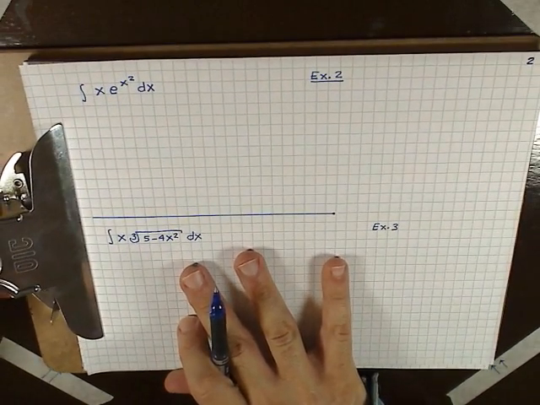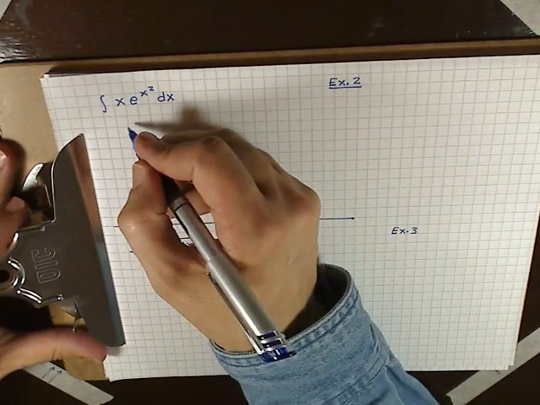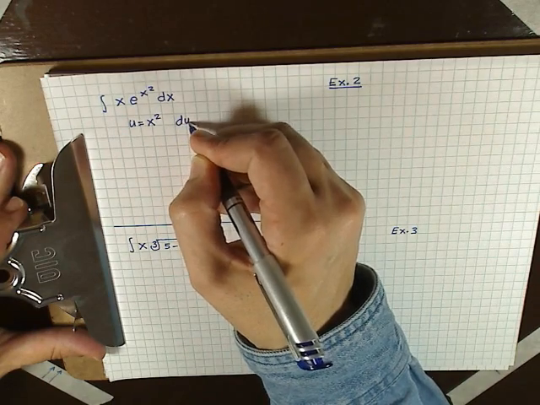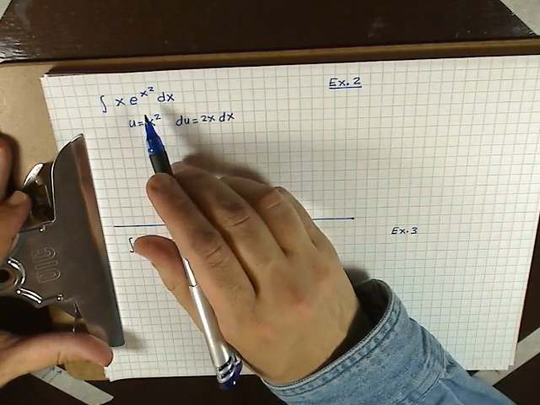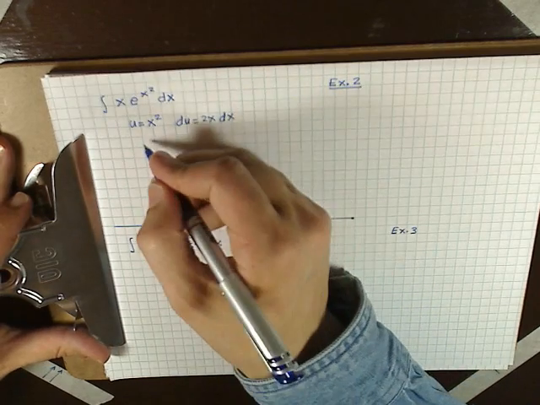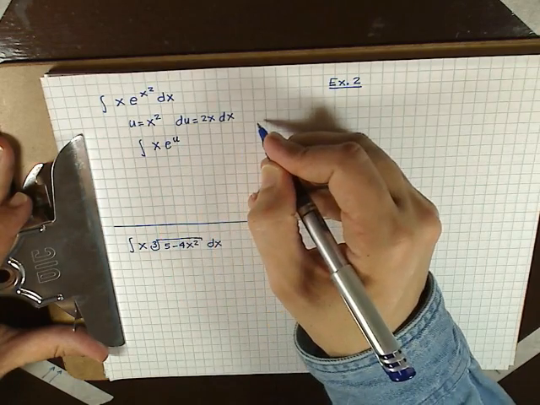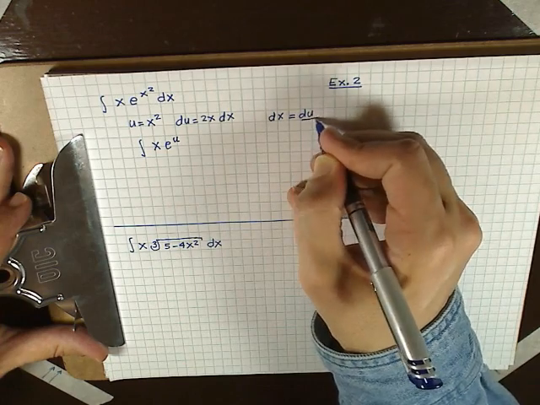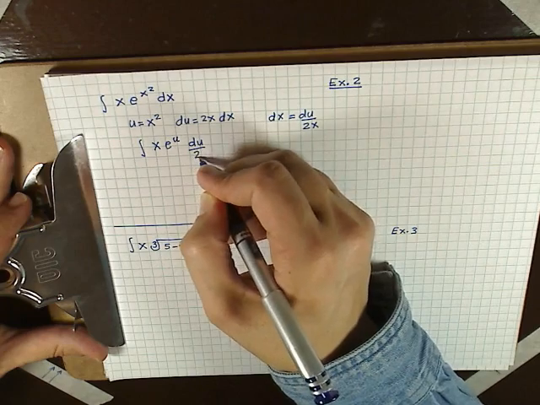Example 2. Here we have integral x e to the x squared dx. We will let u be equal to x squared. du is equal to 2x dx. Notice the relationship here, that x is half the derivative of x squared. Now we get integral x e to the u, and we need dx, so let's solve for dx. dx is equal to du divided by 2x.